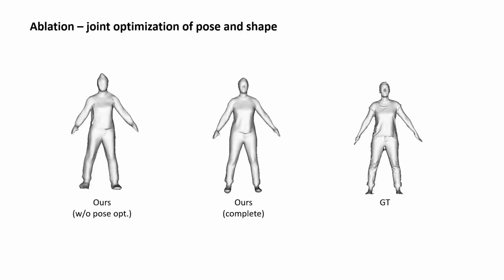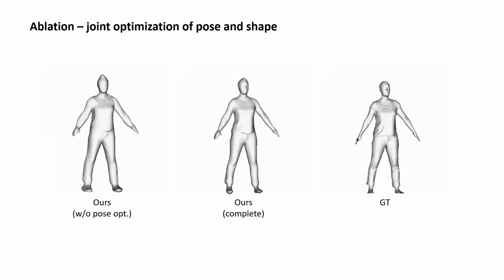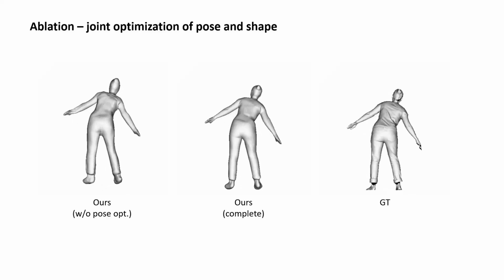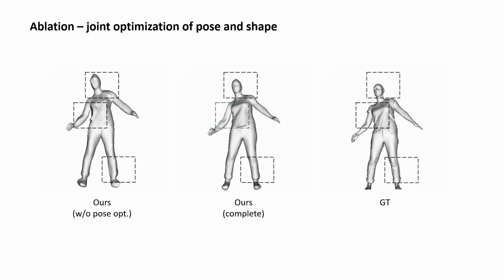Finally, we conduct ablation studies and comparisons to state-of-the-art methods. First, we ablate the benefit of our global optimization formulation. Here we show that optimizing the shape and pose jointly leads to more faithful geometry. Please pay attention to the head and the trouser leg.